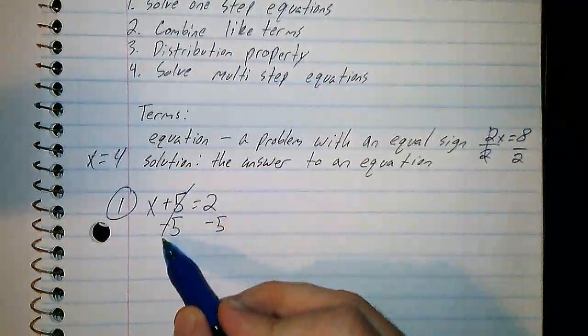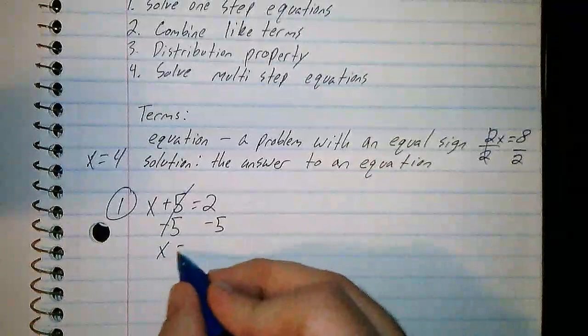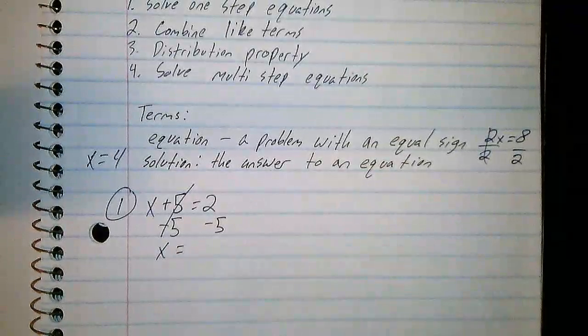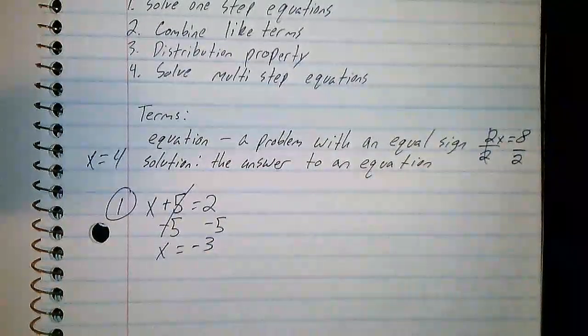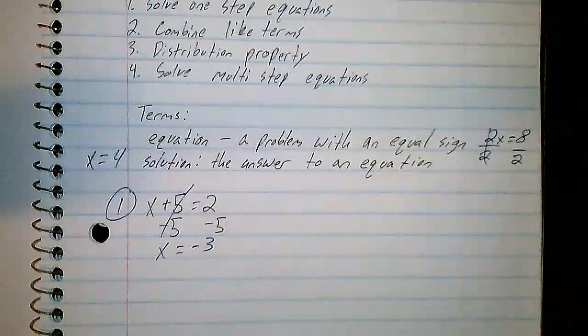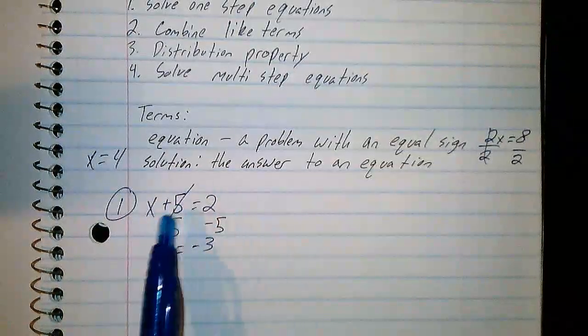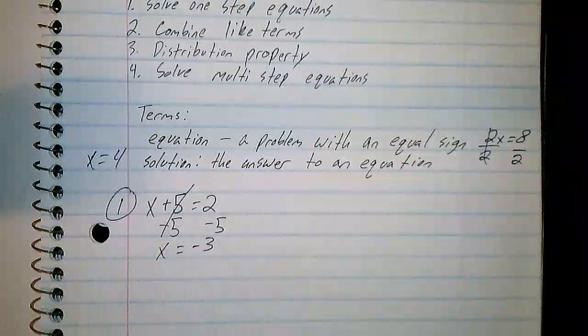So 5 minus 5 goes away. Now x is by itself on the left side of the equal sign. 2 minus 5 is negative 3. So in a one-step equation, if we see addition, we do the opposite, which is subtraction.